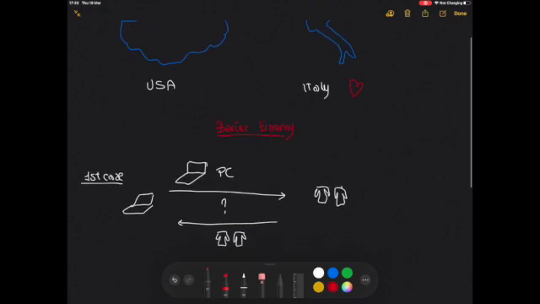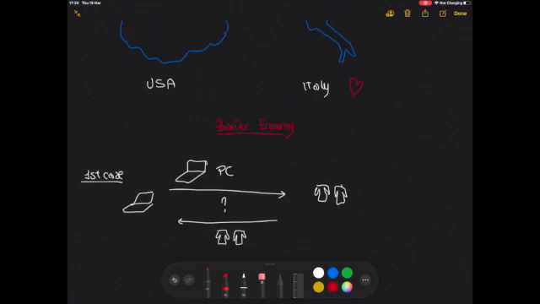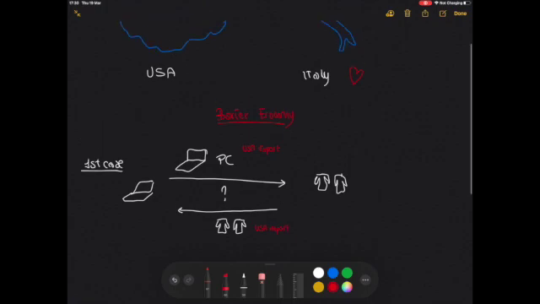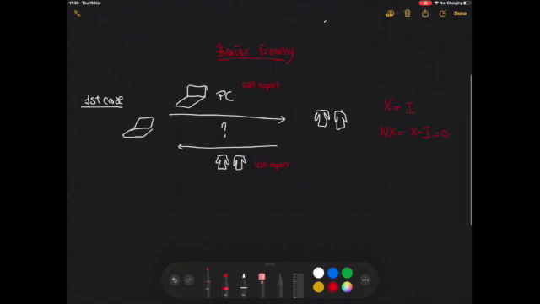If there was no money, we are in a barter economy. What will happen in exchange of a computer, in this case this one will be USA export, the US will get a couple of t-shirts. So export is equal to import. So net export, which is equal to export minus import, will be equal to 0.